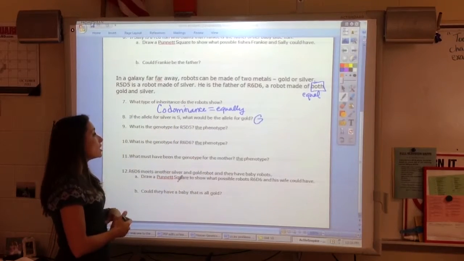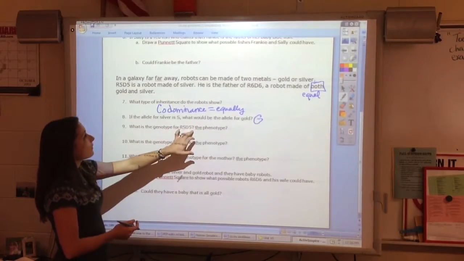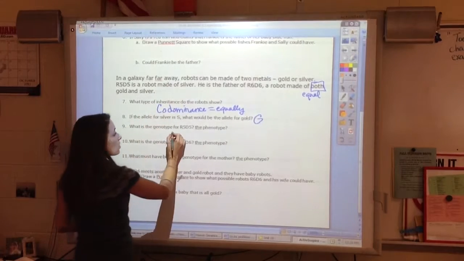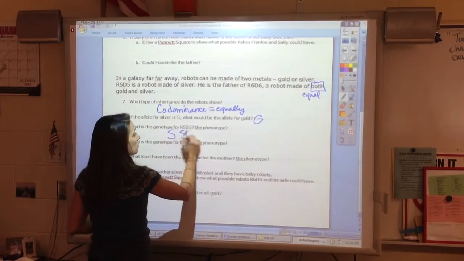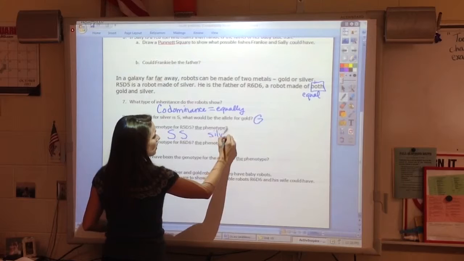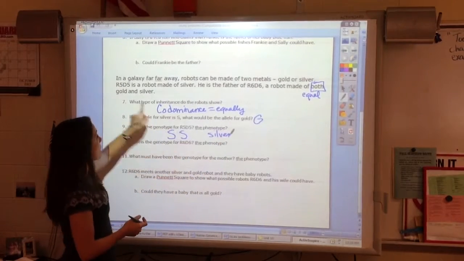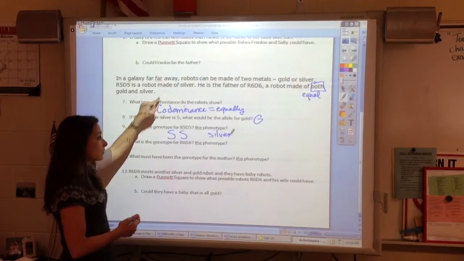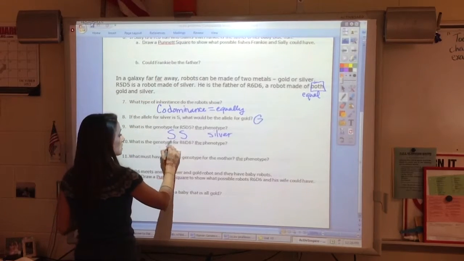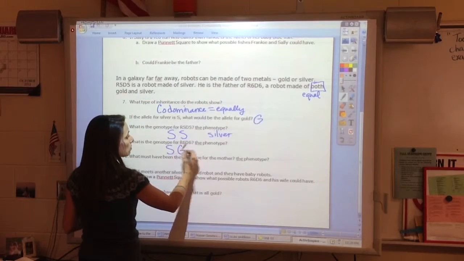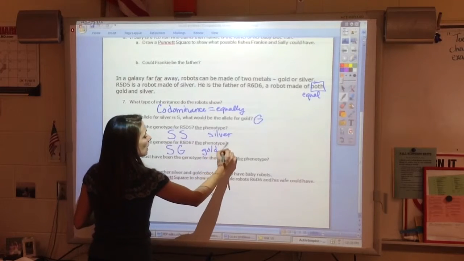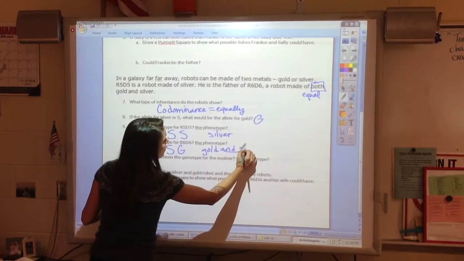What is the genotype for R5D5? Made all of silver, it would have to be big S, big S. That's the robot that is silver. R66 is made of both gold and silver. So we have to have a silver, we have to have a gold. Gold and silver. They didn't mix.